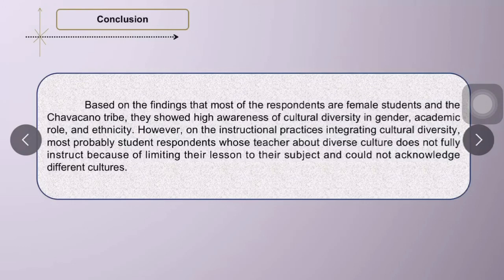Conclusion. Based on findings, most of the respondents are female students in the Chavacano tribe. They showed high awareness of cultural diversity in gender, academic role, and ethnicity. However, on the instructional practices integrating cultural diversity, most probably student respondents' teachers do not fully instruct about diverse cultures because of limiting their lesson to their subject and could not acknowledge different cultures.